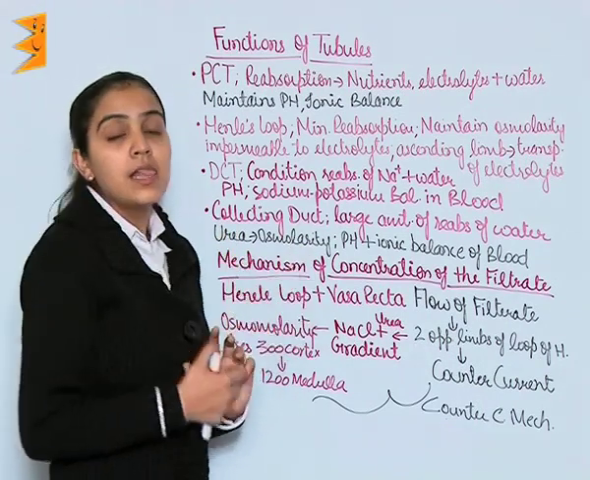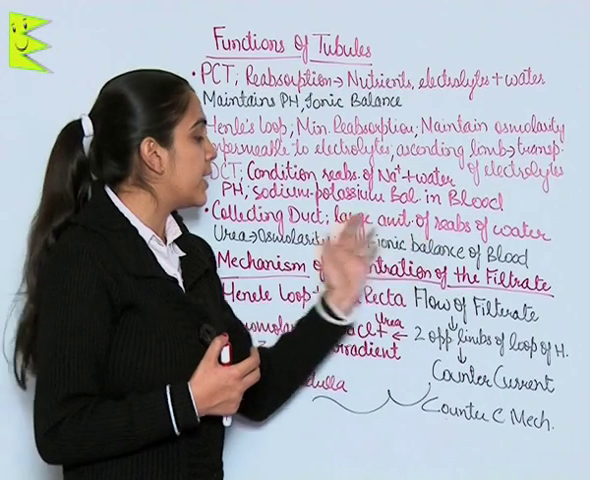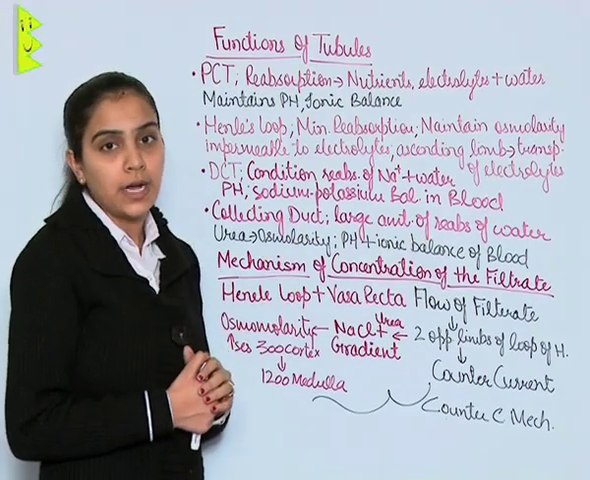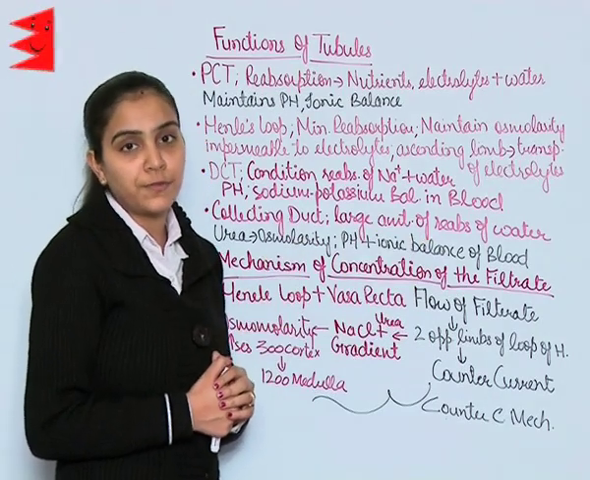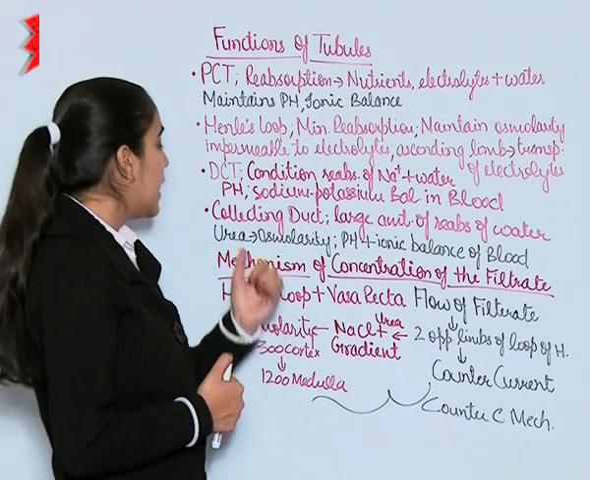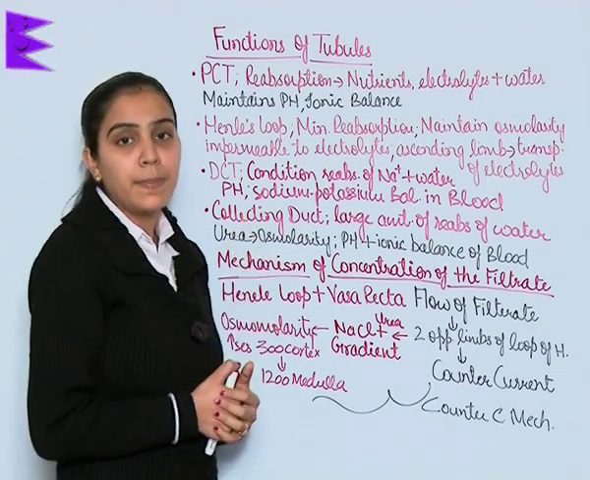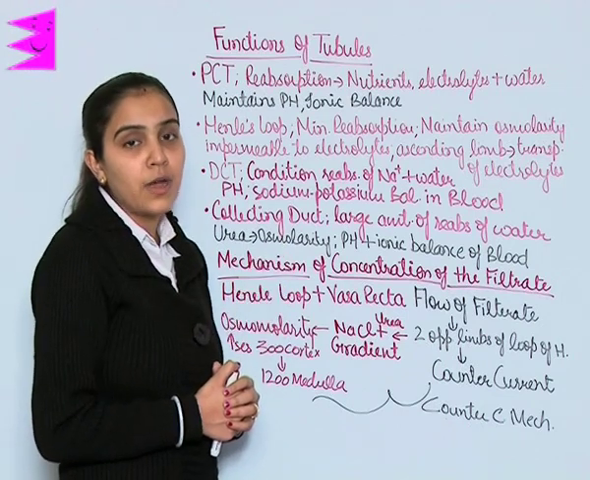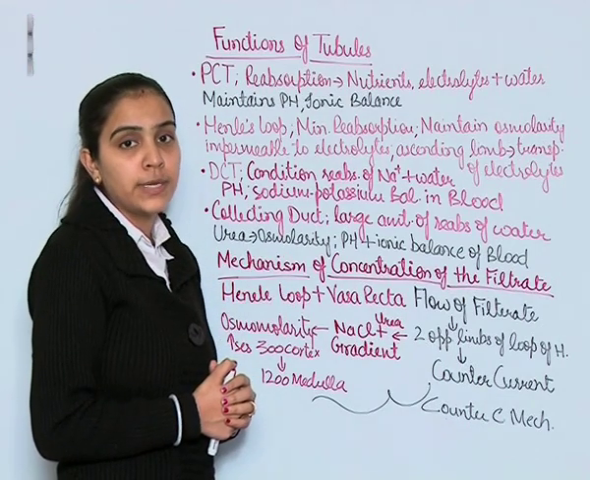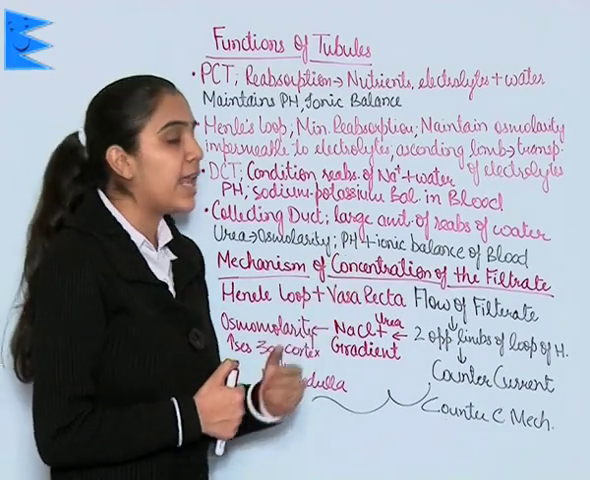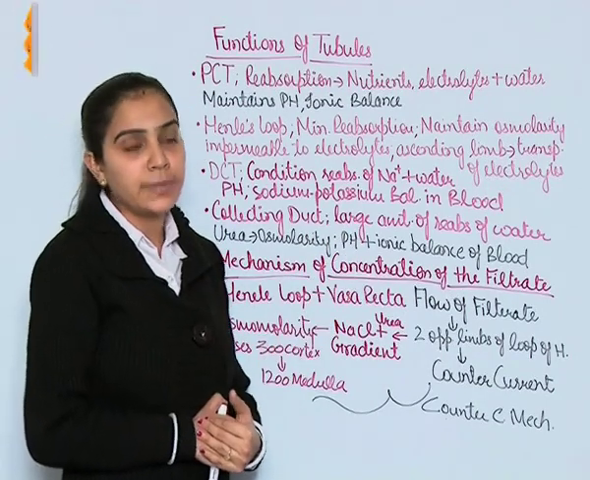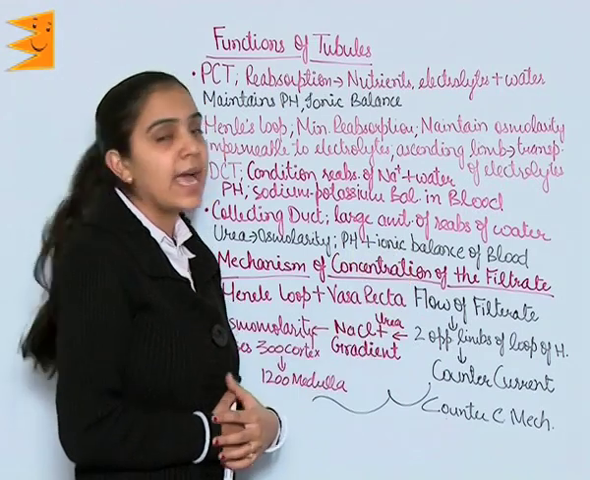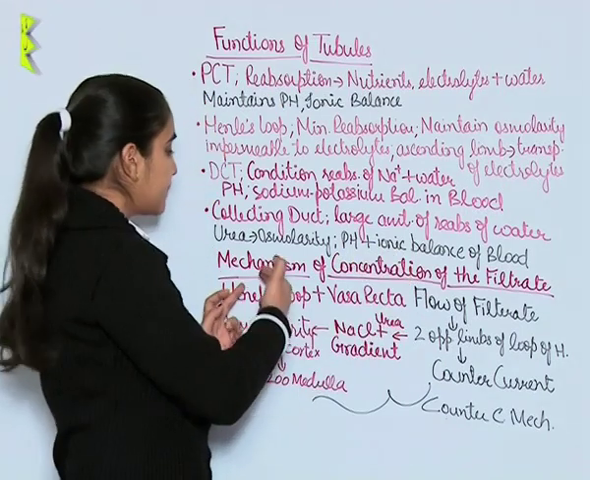Collecting duct. Large amount of water is reabsorbed in collecting duct so that the urine so formed is concentrated. Urea is secreted by collecting ducts so that the osmolarity of interstitial fluids is maintained, as well as it is helpful in maintaining pH and ionic balance of the blood.